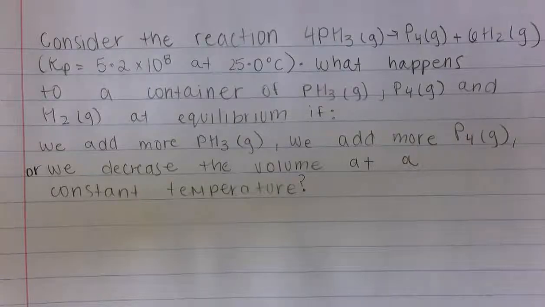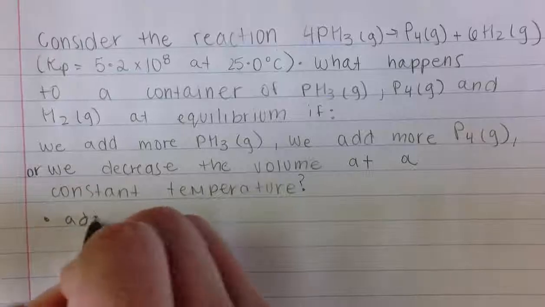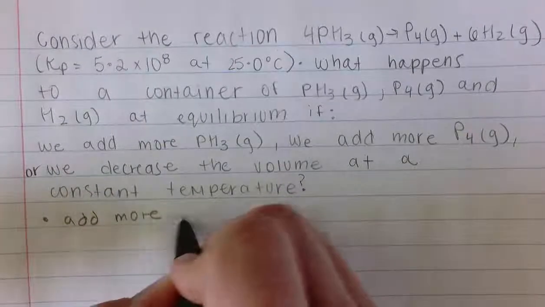I briefly covered a problem where I evaluated Q and K and then saw which direction the reaction would shift to achieve equilibrium again. And this problem is pretty similar, it's just a bit more qualitative. So we can first go over adding more phosphane.